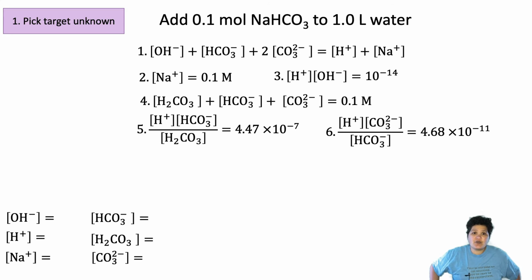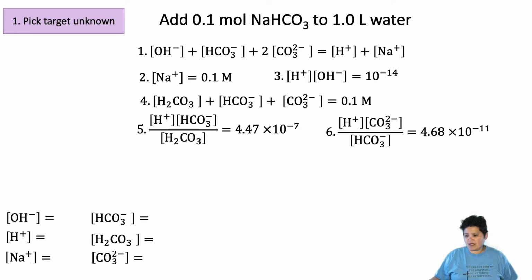But now we're going to go to our more complicated system. This is the system in which we took 0.1 molar sodium bicarbonate, baking soda. We dissolved it in a liter of water, and we had 6 unknowns now. We have OH minus, sodium, H plus, bicarbonate, carbonate, and carbonic acid. So 6 different unknowns, and we have our 6 equations that we're going to use to solve for those 6 unknowns.